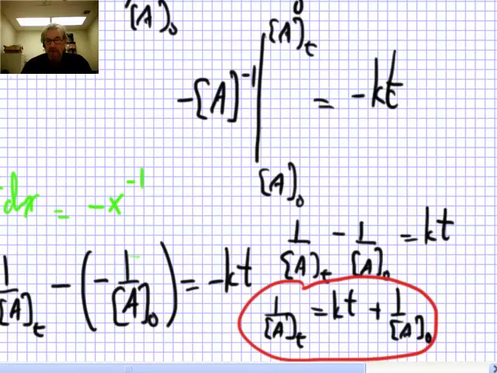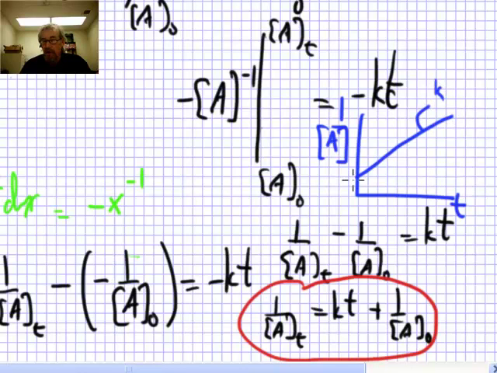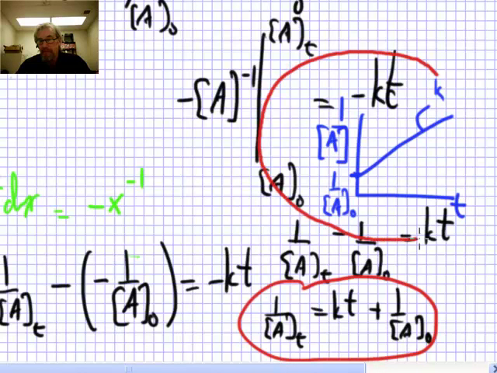And here's the helpful graphical thing. If I plot 1 over concentration of A against time, and I happen to get a straight line relationship, this time it'll be sloping up, with positive slope k, and it'll have a y-intercept of the inverse of the initial concentration. That's going to be my y-intercept. A straight line relationship between inverse of concentration and time means that I've got a second order reaction. So that's my other useful piece of information. This graphical relationship allows me to determine if I have a second order reaction.